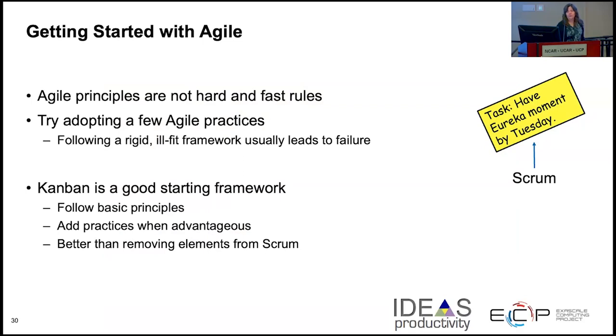So how would you get started? Well, these are not hard and fast rules. So what you want to do is adopt a few Agile processes. You don't want to look at another team and see, hey, they're working really well with that process, pick that up and find out it doesn't fit your team at all. You might want to pick a few things that you see they're doing and see if you can use them to improve your processes. And if you haven't, Kanban is a good starting framework. You can follow basic principles on it, and you can add some of the practices when it becomes advantageous for your team. That's better than taking a Scrum type process that doesn't fit your team well and trying to remove parts from it.